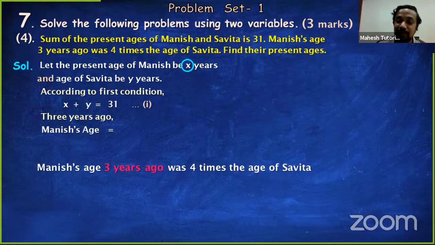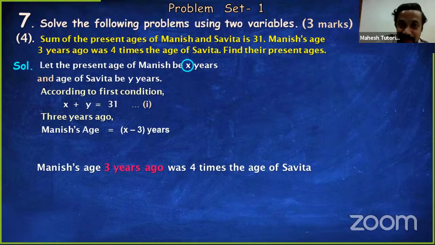तो present age में से subtract करना है 3, तो it will be x minus. Absolutely correct. So Manish ka age 3 years ago would be x minus 3 years. I hope so, students. This logic is clear to each and every student. Exactly in the same manner, students, 3 years ago.